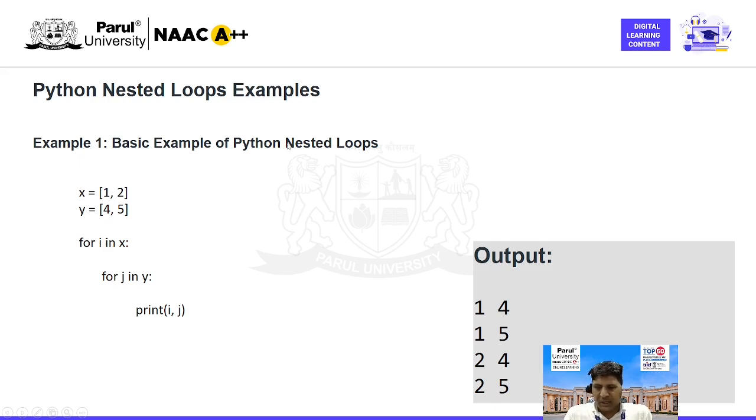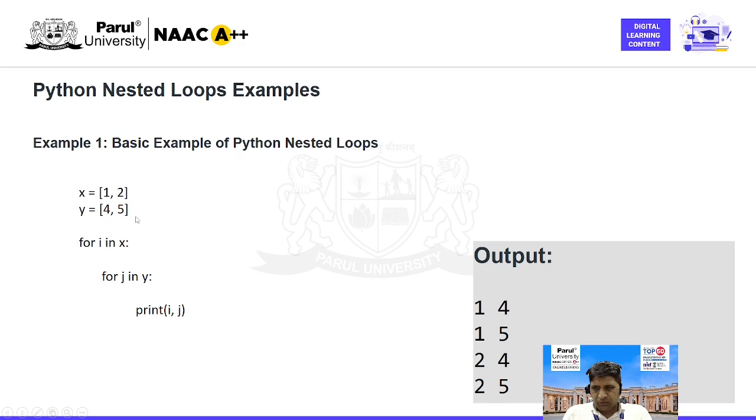Python nested loop example. Now we can see simple Python nested loop examples. Example 1, basic example of a Python nested loop. You can see here the value of x is 1, 2 and the value of y is 4, 5. Now you want to print the values of x and y: for i in x, it means 1 and 2, for j in y, print i and j. It first prints the x value i, then the j value, and it repeats 2 into 2, 4 times. You can see the output.